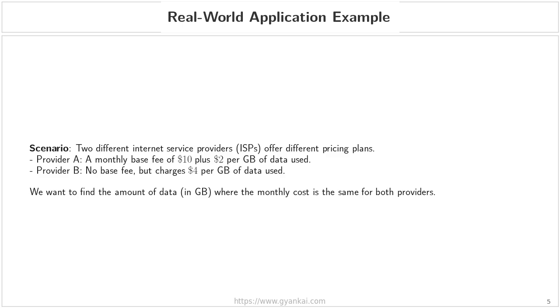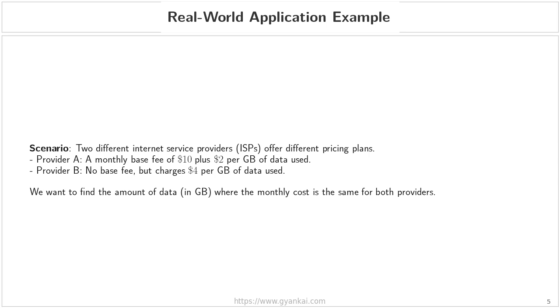Real-world application example. Imagine you are trying to choose between 2 different internet service providers, or ISPs, and they both have different pricing structures. Provider A charges you a monthly base fee of $10, plus an additional $2 for every gigabyte of data you use.